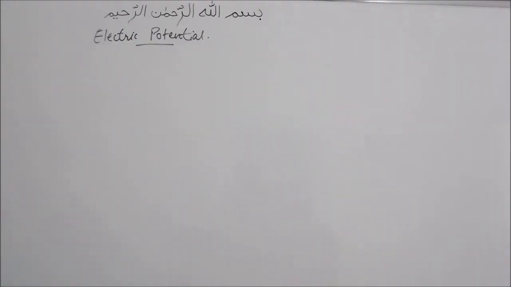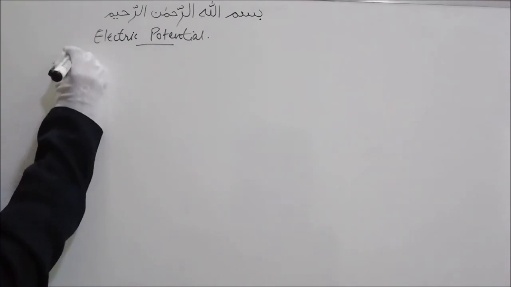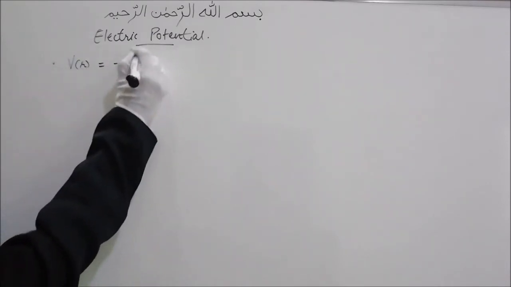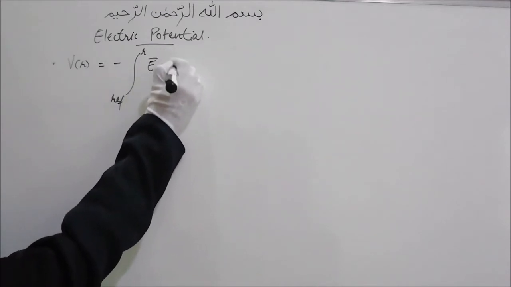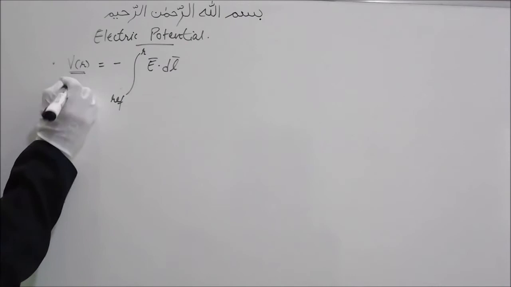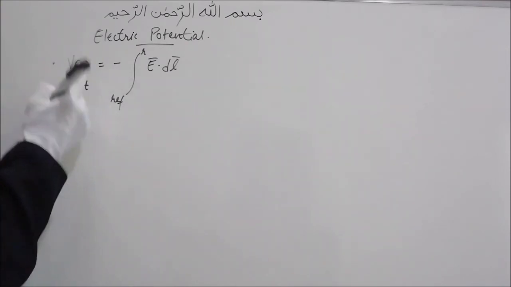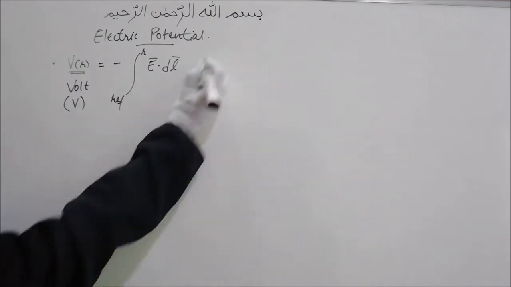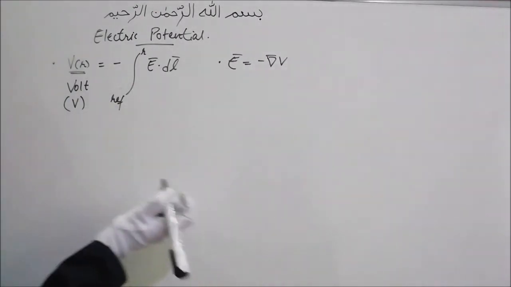Hi friends, we are going to begin with electric potential. Electric potential is given by V of R is equal to minus integration from the reference point to the point R of E bar dot dl bar. This is known as the electric potential. The unit of this potential is volt, written as capital V, and it is a scalar quantity. Therefore, E is equal to minus del V.